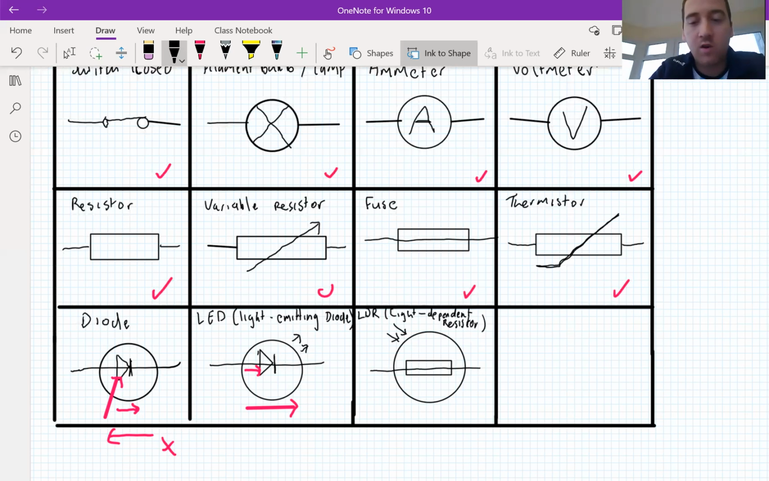The last one I'm going to draw is a wire and a circle. And inside the circle is a capital M. This is a motor. And the function of the motor is to spin or to move or to turn when electric current passes through it.